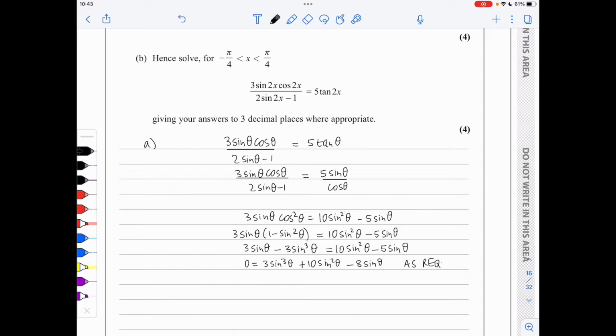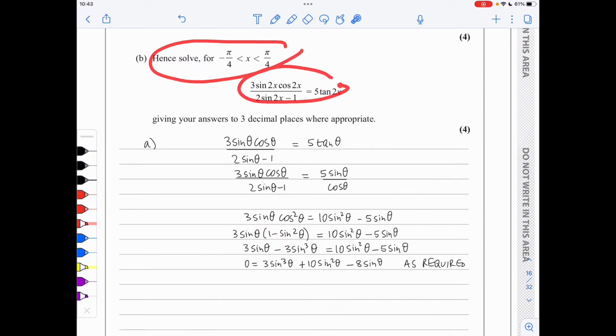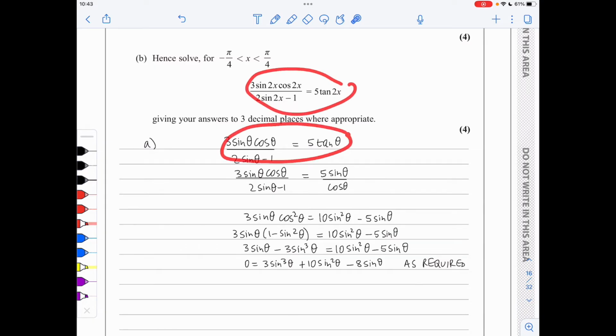And then we have part B. It says, hence solve this equation here. We're between minus pi over 4 and pi over 4. So we are in radian mode and we need to give answers to 3 dp where appropriate. This really hints at the fact that some of the solutions will be nice numbers and some of them will have to be given to 3 decimal places. So comparing this with the original, we see that theta becomes 2x.